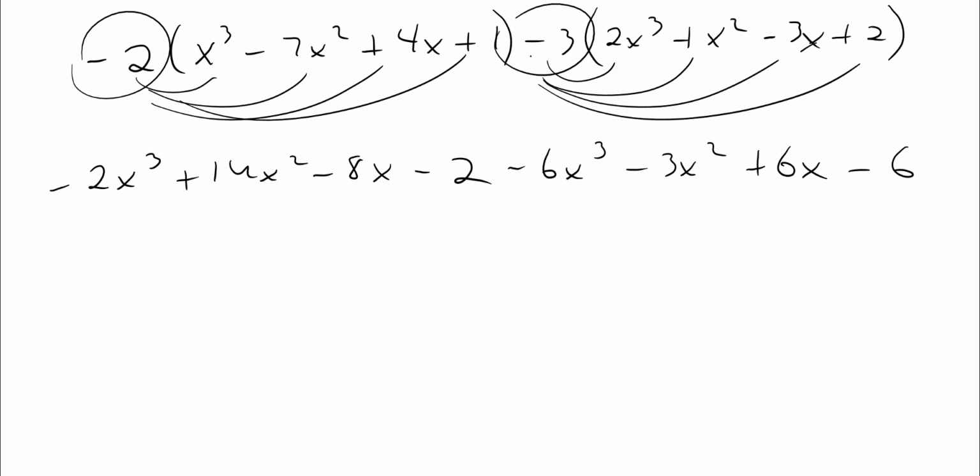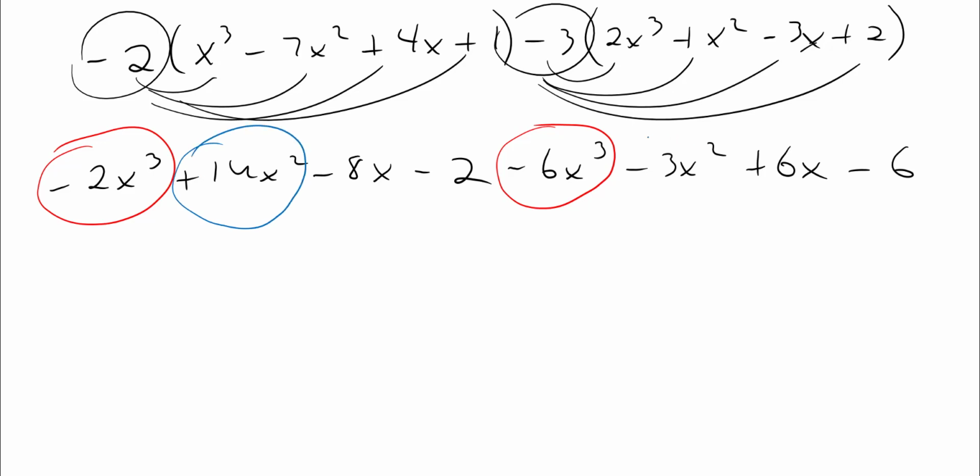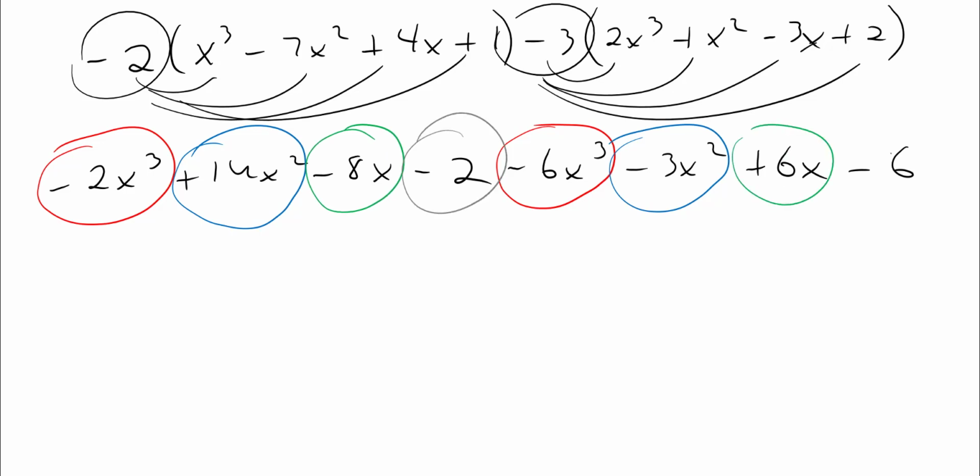Okay? All right, so this is a little large here. But that's the like term, and that's a like term. And be careful to make sure you keep the negatives in there, right? And then here's positive 14x squared, and negative 3x squared, and then here's minus 8x and plus 6x, and then minus 2 and minus 6. Okay, those are your like terms.